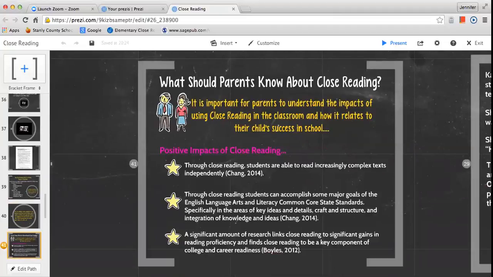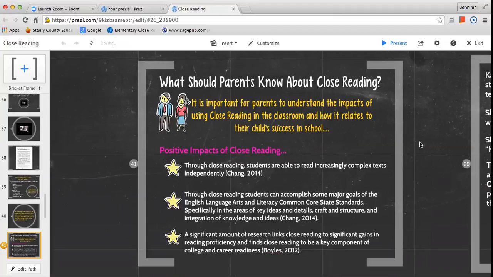What should parents know about close reading? It is important for parents to understand the impacts of using close reading in the classroom. Positive impacts of close reading: through close reading, students are able to read increasingly complex text independently.